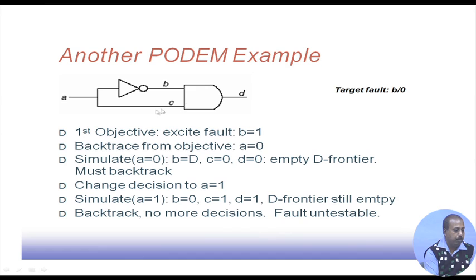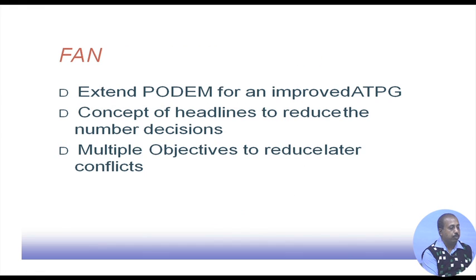So we have to backtrack. We have tried the A equal to 0 decision, so we backtrack and try to consider the A equal to 1 decision. Now if we simulate for A equal to 1, then B becomes equal to 0, C equal to 1, D equal to 1, and the D frontier is still empty. The D frontier vanishes in fact. So we see that there is no more backtracking that can be done, so this fault becomes untestable. That is the operation of the PODEM algorithm.